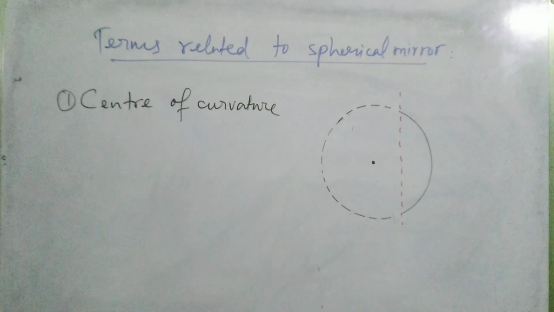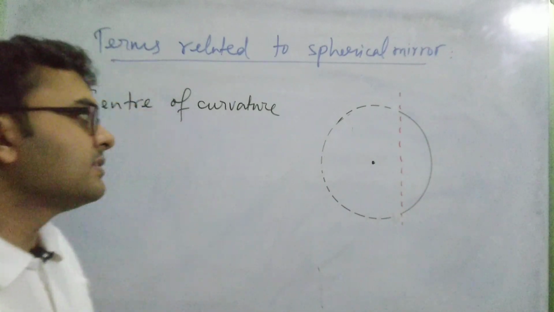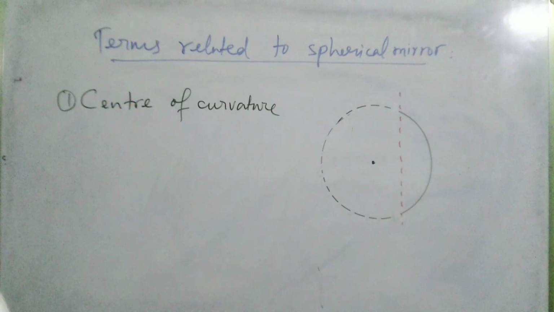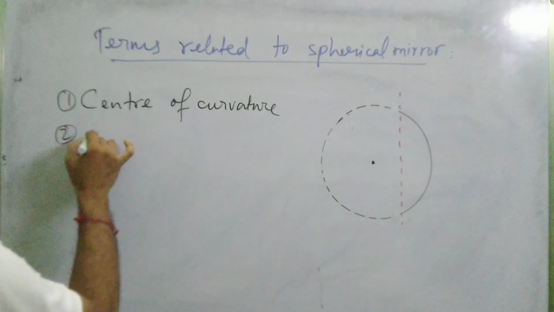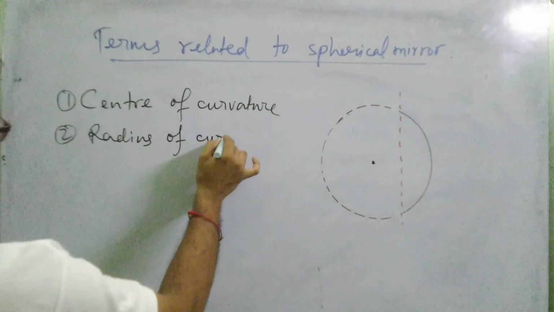So center of curvature, what will be the definition? The center of the hollow sphere of which the mirror is a part is regarded as the center of curvature. The second definition that comes is the radius of curvature that we have previously written.